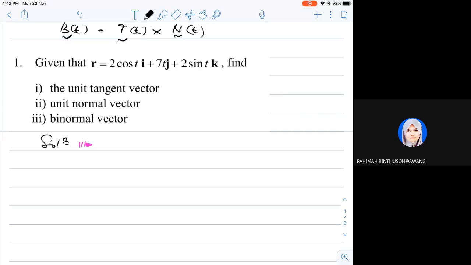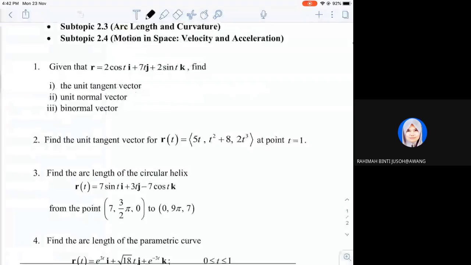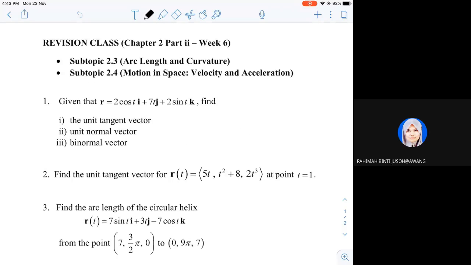Guys, this is not the question that is in your module. This is a different question from your module. I prepared different questions so that you can have more exercises to prepare for your test. This is the question that was given to you in the group WhatsApp on Saturday. Hari Sabtu hari tu saya dah upload dalam group WhatsApp soalan ni.